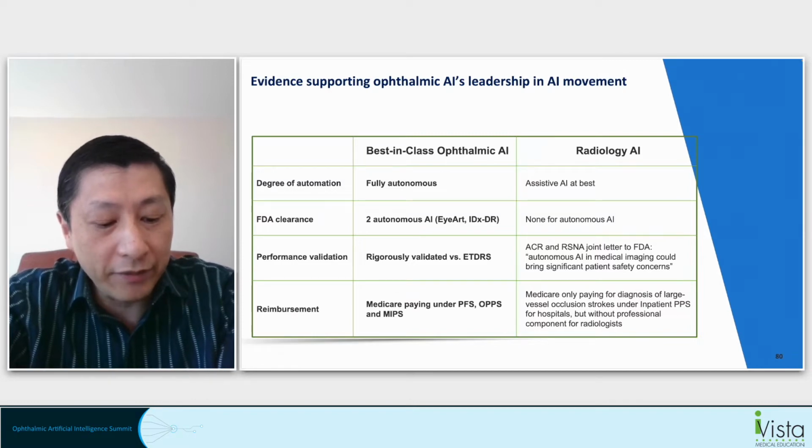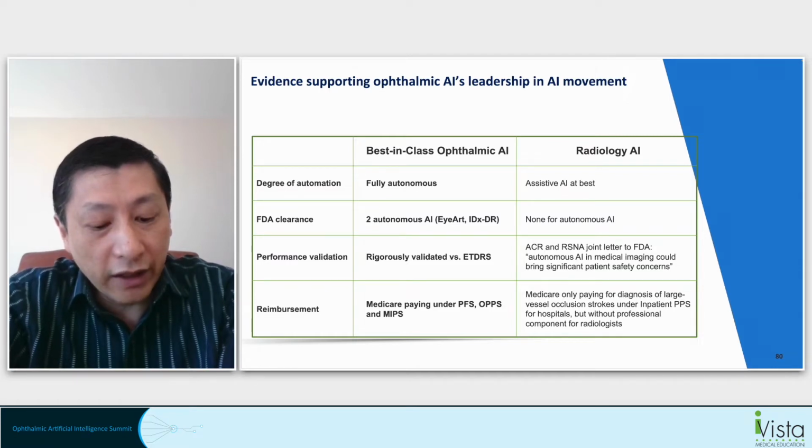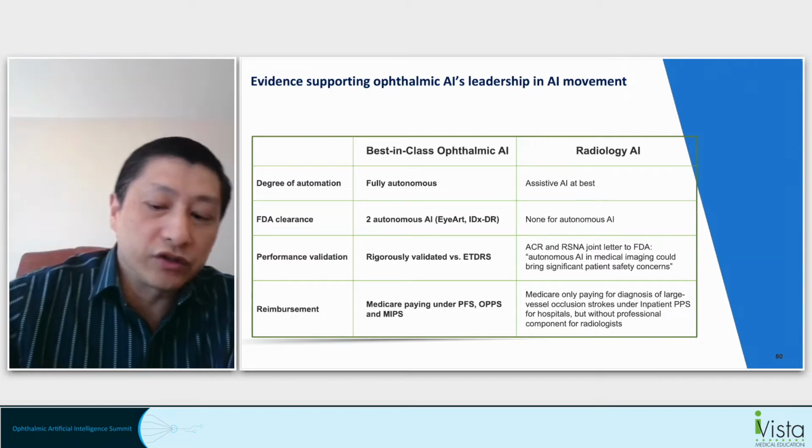And finally, when it comes to payer reimbursement, the new CPT code in the ophthalmology field, 92229 here in the US, is now widely covered by payers in the US. On the other hand, the leading radiology AI is only covered by Medicare for hospital inpatient service and not for radiologist work.